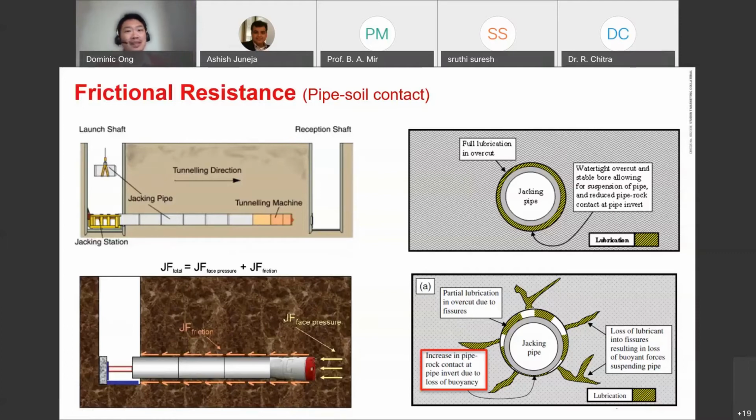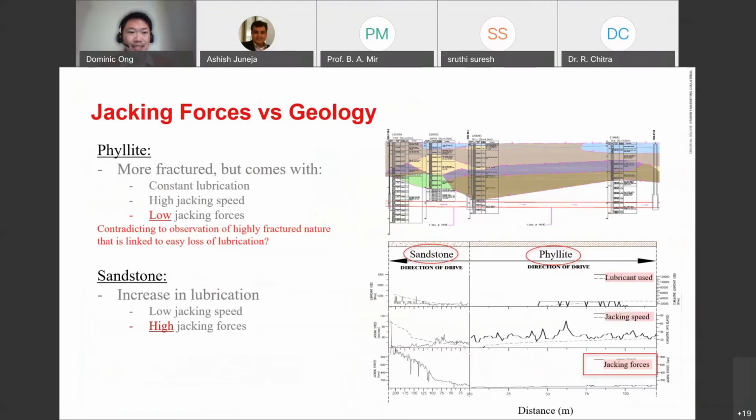So the contractor is trying to see if they could characterize the ground, and if they identify that this stretch has certain high leakage, then they will use the gel type of lubricant. Otherwise, they would just use normal bentonite to provide the suspension of the pipe as much as possible.